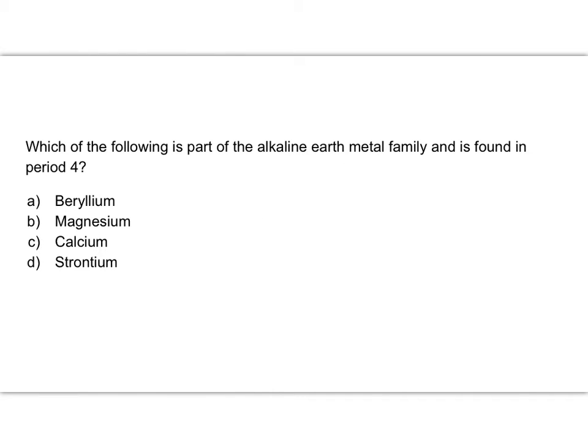Which of these is part of the alkaline earth metal family and found in period 4? There are two parts to this. One is the alkaline earth metal family. That is group number 2 on the periodic table. So the second column, and it's found in period 4, so that is the 4th row. So the element that's in group 2, period 4, is calcium.